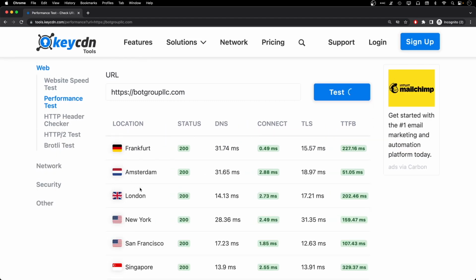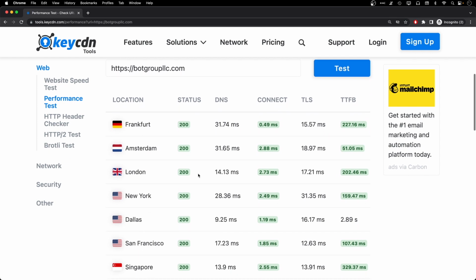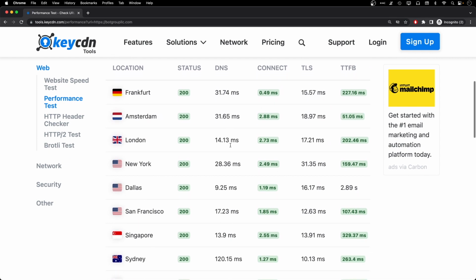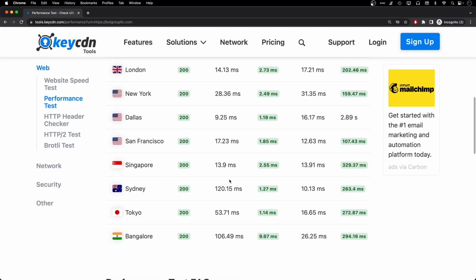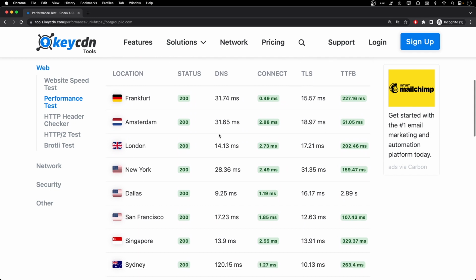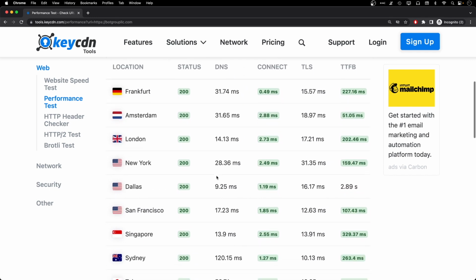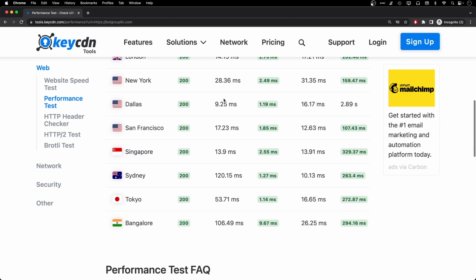all these different locations across the world. And you are looking for low numbers here. Okay, these are in milliseconds, so as long as it's under 1 second, that would be quite good. And mine is well under even a tenth of a second most of the time, or even, this is 31 milliseconds, so that's quite fast, and that's good. And that's what you're looking for.